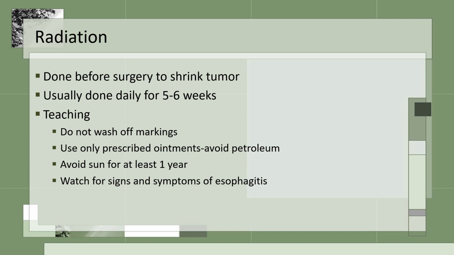We have them only use prescribed ointments and avoid petroleum products. Avoid the sun for at least a year, and watch for signs and symptoms of esophagitis, because anywhere within the beam can have effects, and that often includes the esophagus, sometimes also the intestines.